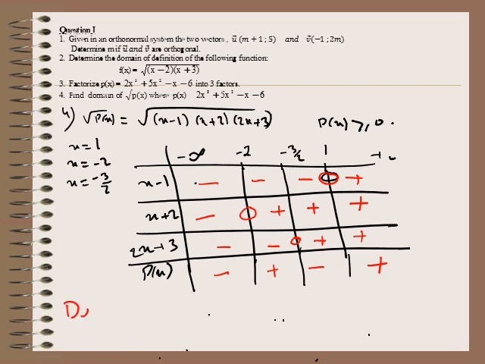Domain of definition is where P of x is positive, so the domain is from minus 2 to minus 3 over 2, union 1 to plus infinity.